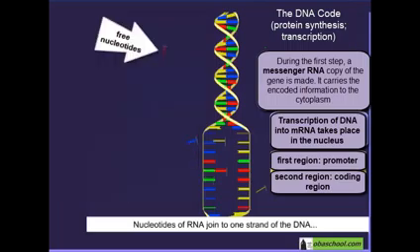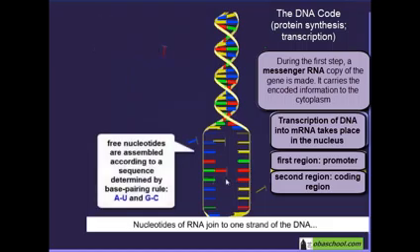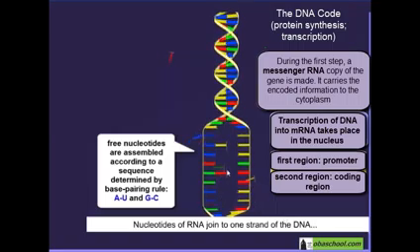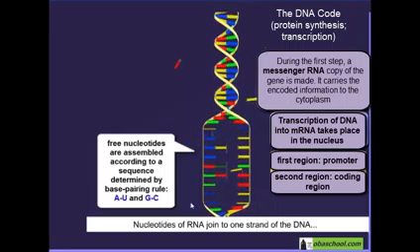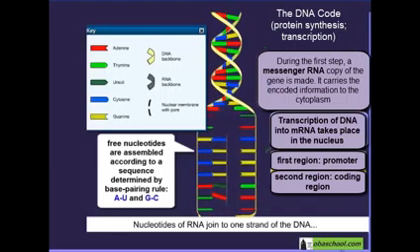So free nucleotides will go and bind to the antisense strand of the DNA by the law of complementation. A will bind to T, U will bind to A, C will bind to G, and G will bind to C. So the strand of RNA that is formed is going to be complementary to the antisense strand. And because it's complementary to the antisense strand, it is identical to the sense strand, because the sense strand is complementary to the antisense strand, except for the few differences that we just talked about.